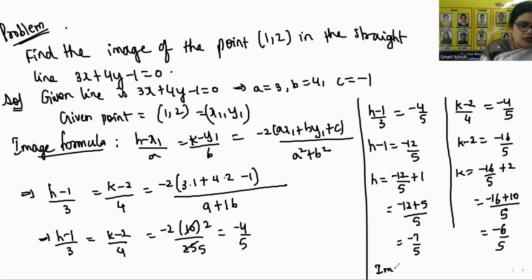So the image is (minus 7 by 5, minus 6 by 5). This is the image of the point.